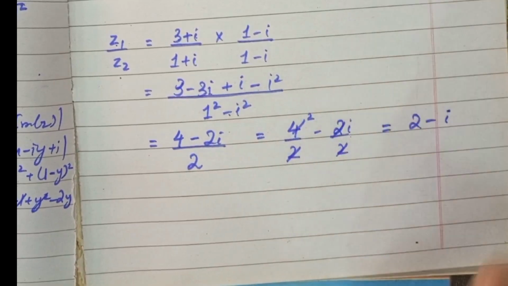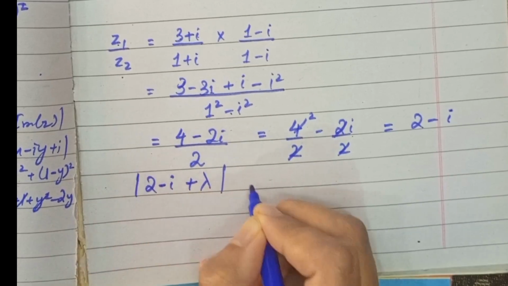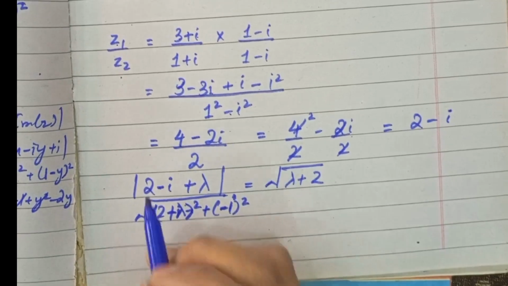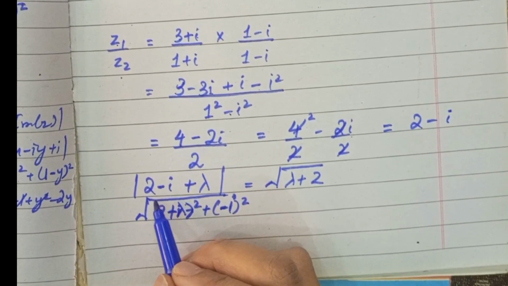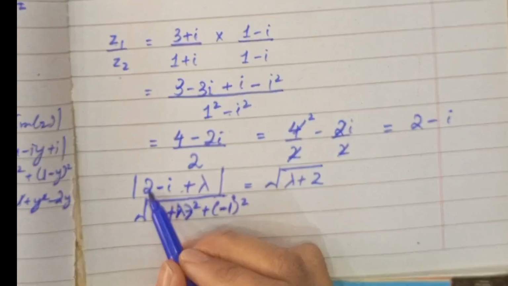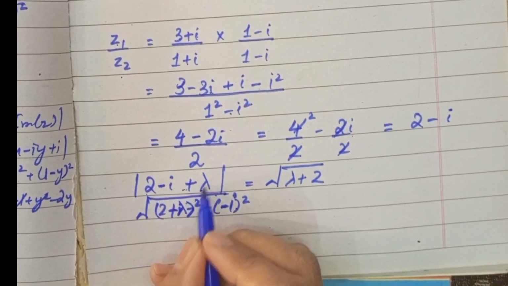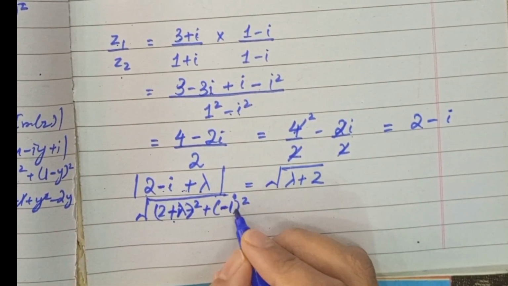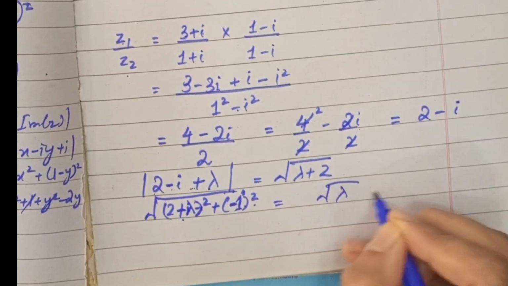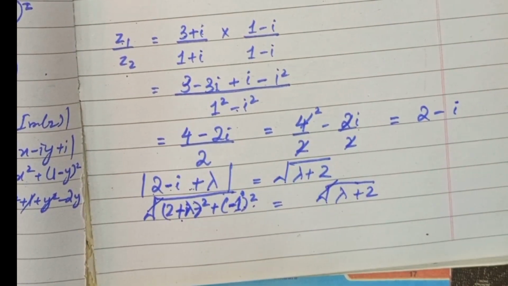Instead of Z1 by Z2, we will put |2 − ι + λ| = √(λ + 2). When we open a mod, it depends on the square root of the real part square plus the imaginary part square. So the real part is 2 + λ and the imaginary part is −1. We will put the square like this. It is as it is. Now we will cancel out the square root from both sides.